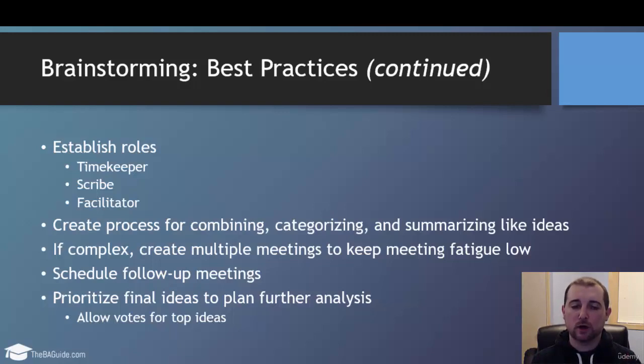You also want to create a process for combining, categorizing, and summarizing ideas. You don't want to end your brainstorming session with just all of these ideas, because it's going to be very hard to take any action on it. Generally, I spend half to three-quarters of my time in my brainstorming sessions coming up with those ideas.